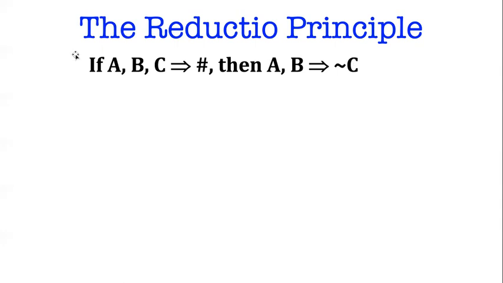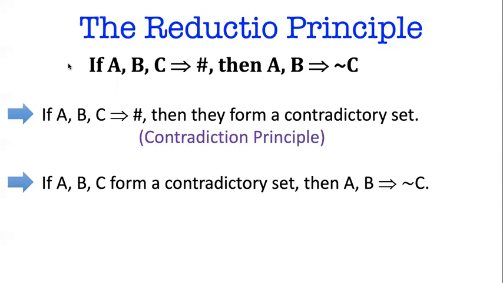So what I want you to do is understand this principle. If A, B, and C entail a contradiction, then A and B entail the negation of C. If you understand that, then the reductio method will make a lot more sense. Here's my justification. Here's my explanation for this thing.